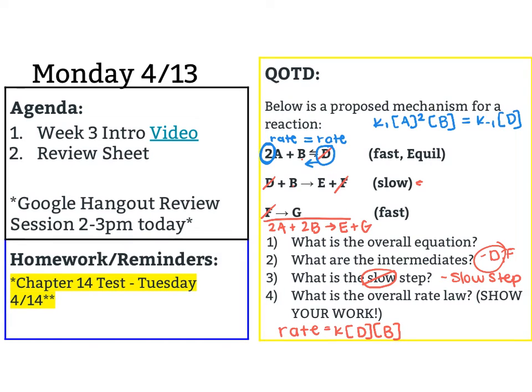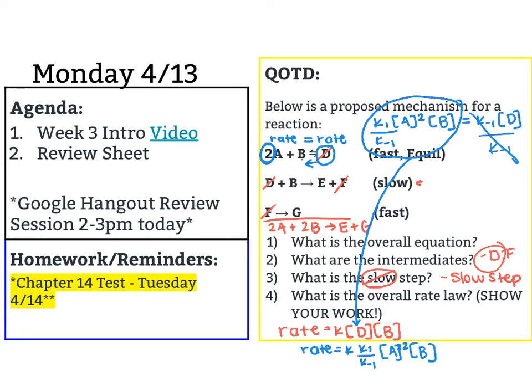So D is what we want to replace. So we're going to get it by itself. And then we're going to take this whole piece and plug it into this equation instead of the letter D. So rate equals K. And then we're going to do K1 over K minus 1, A squared, B, and then don't forget to put that other B in there as well, okay?